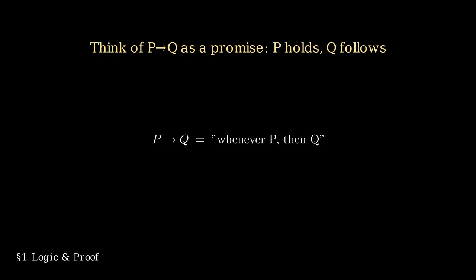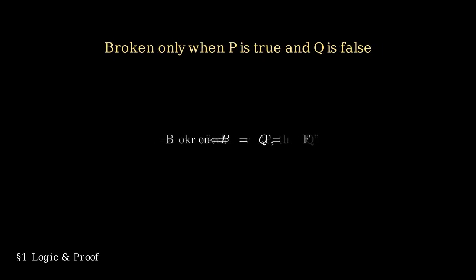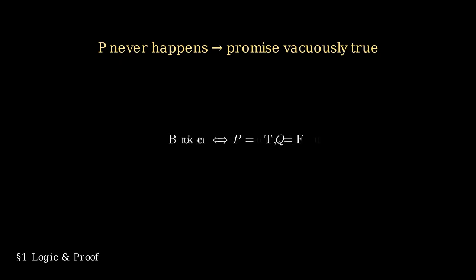Here's the intuition behind why implication works this way. Think of P implies Q as a promise. Whenever P holds, Q will too. The only way to break that promise is for P to be true and Q to turn out false. If P never happens at all, the promise was never tested, so it's counted as vacuously true.